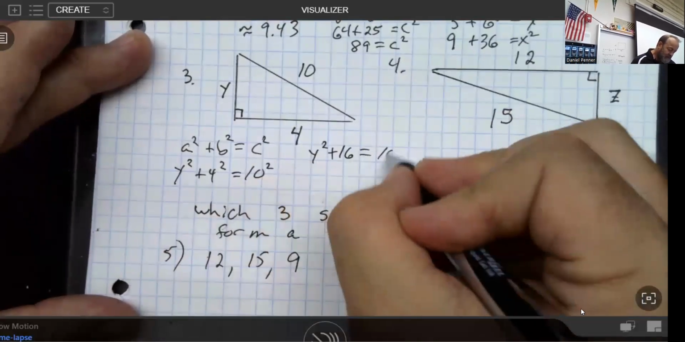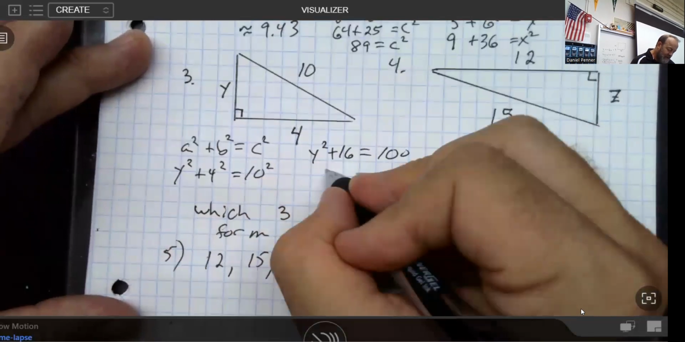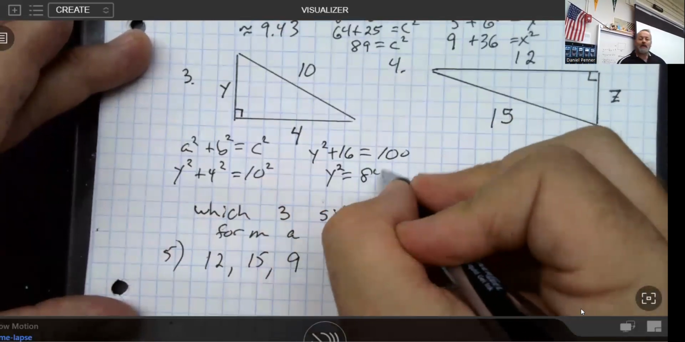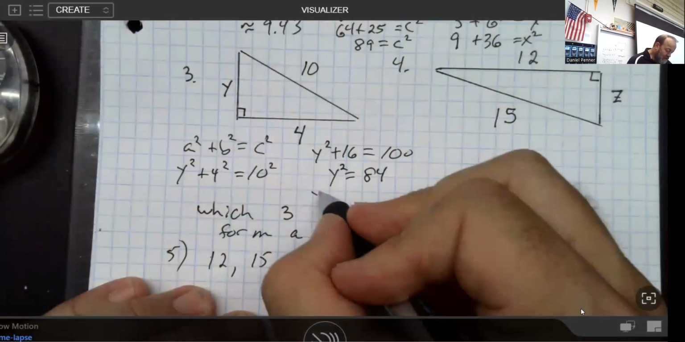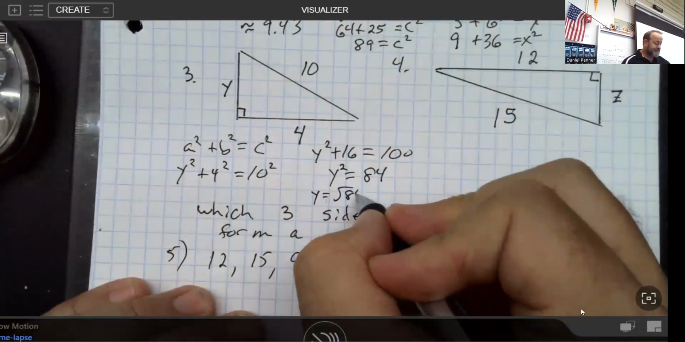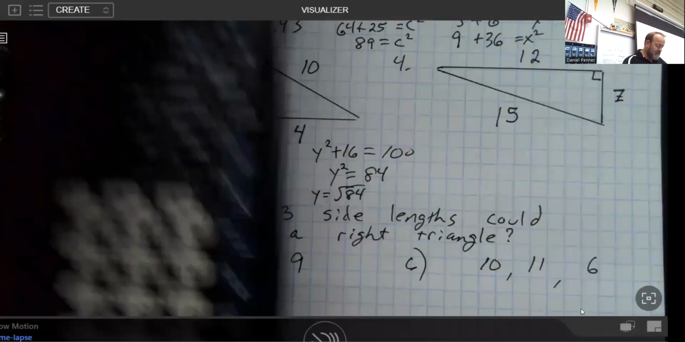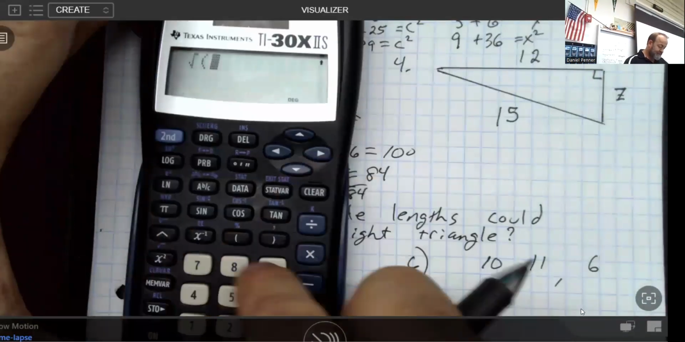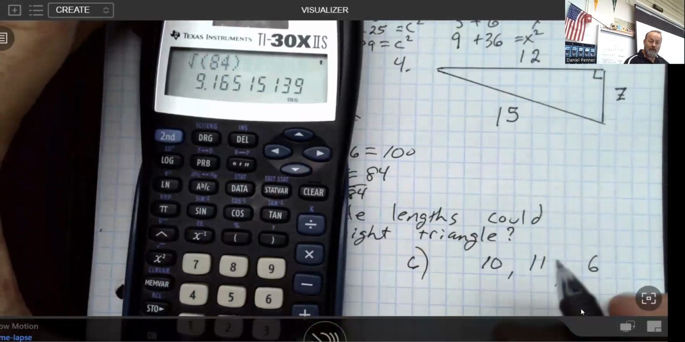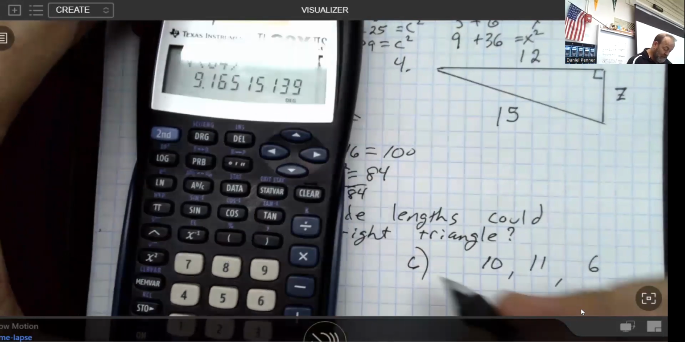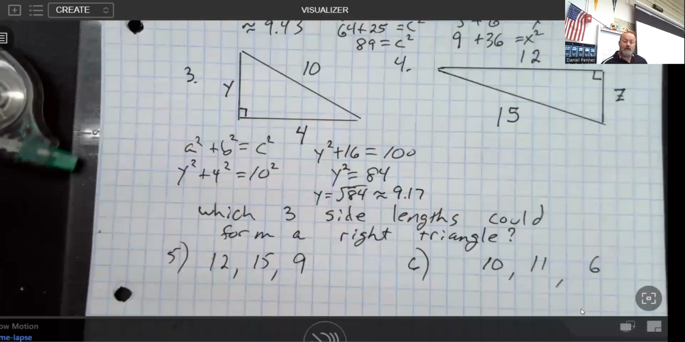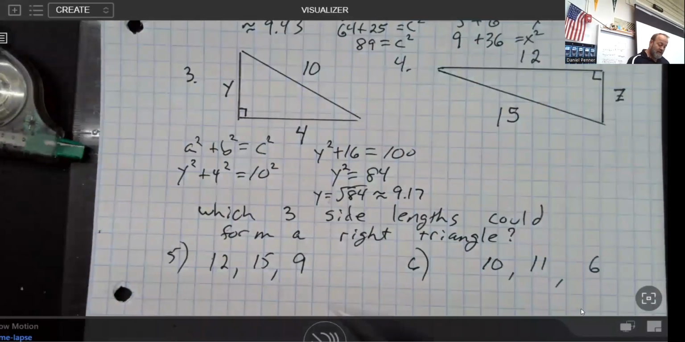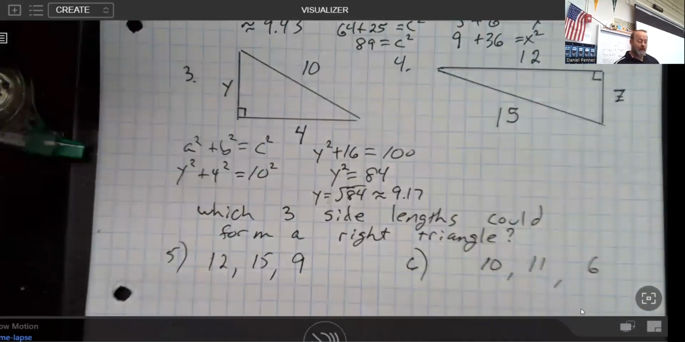So if we were to subtract 16 from both sides, we're down to 84, and that makes y the square root of 84. And again, we can grab our calculator and come up with an estimate of 9.2 or 9.17. But that would be our value. So understand that it has to be smaller than the value of the hypotenuse, because the hypotenuse has to be the largest.